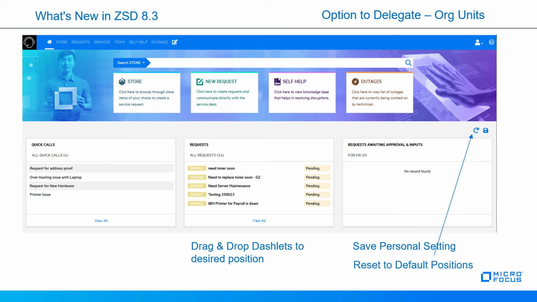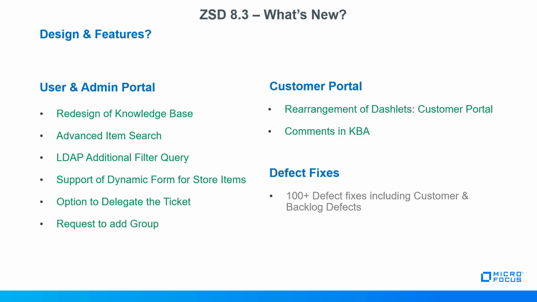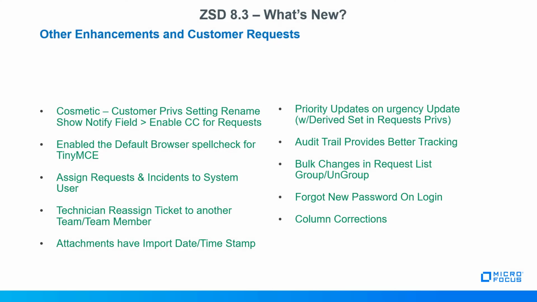If the customer wishes to reset the dashlets to their default position, selecting the Reset icon and Save will place them in their original position. We've been able to fix many customer and backlog requests, including the updates to modules and database, etc. These are some of the enhancement and customer requests we've added or fixed in this release. We'll cover some of the highlights now.